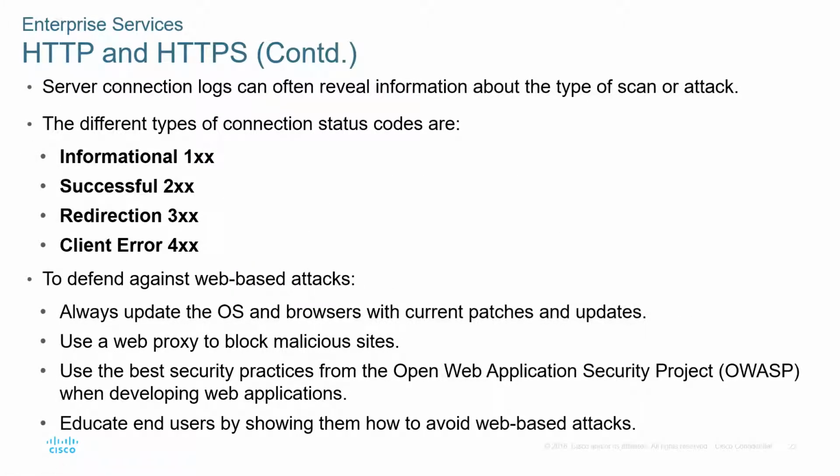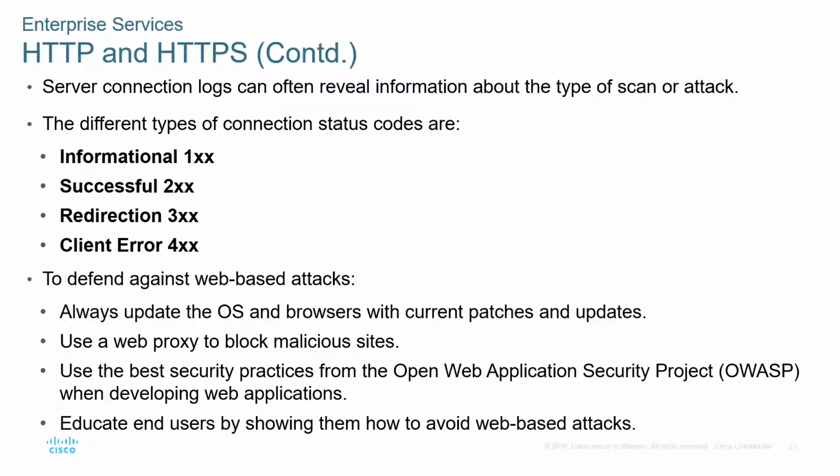So server connection logs will often reveal the type of attack or the scan that's going on. Remember your different connection codes from HTTP. You have informational, which are the 100 codes, successfuls are the 200s, redirections are 300 codes, and then client errors are 400 codes. Server-side errors are going to be 500, the 500 block.